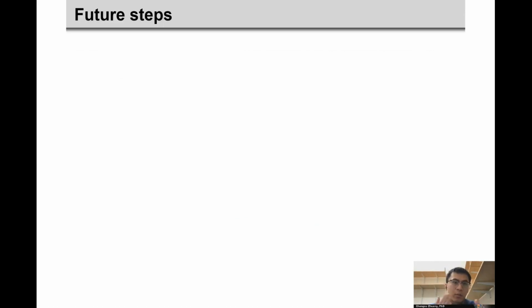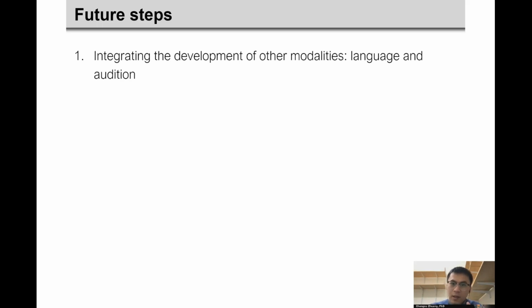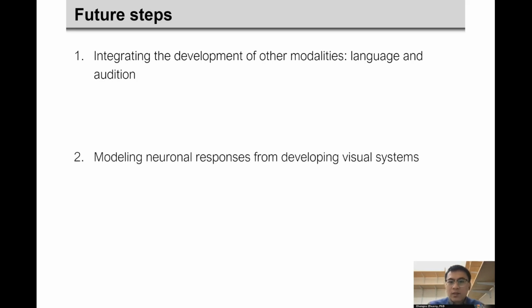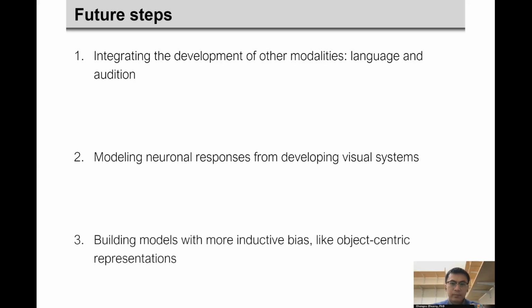For example, humans develop multiple modalities simultaneously. So in the future, we want to integrate the development of other modalities like language and addition. At the same time, these models should also be better models of neural responses from developing visual systems, like infant visual cortex responses. Finally, we also want to build models with more inductive bias. We know that humans represent objects in a special way, so we want to integrate that in the models and track how they will improve the modeling of the dynamics in the trajectories.